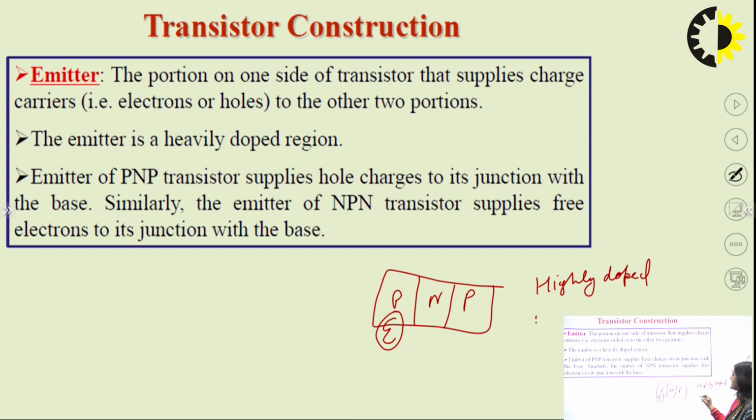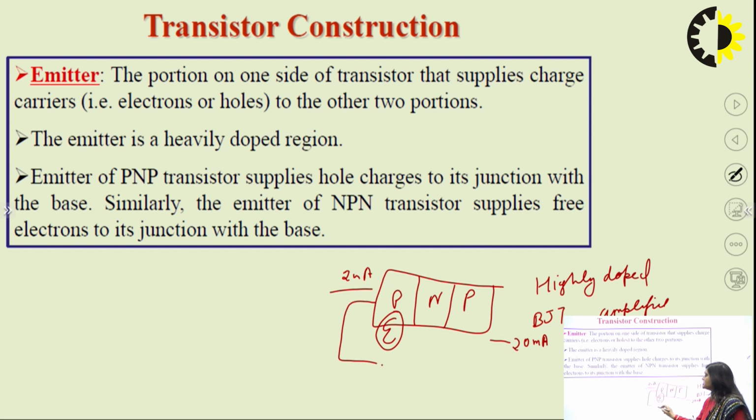Basically BJT is used as an amplifier, and it is also used as a switch. Like if we are giving the input current here, that is 2 milliampere, and output current is 20 milliampere, so amplification would be equal to 20 upon 2, that is 10 times amplification. That's why the doping of the emitter is always kept high, because it provides the majority charge carriers, and this emitter base junction is always forward bias.